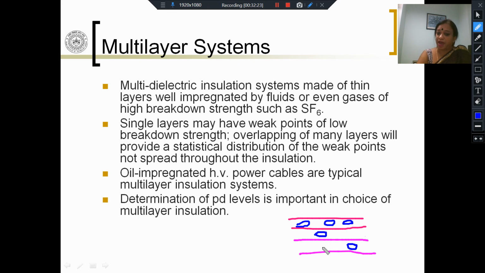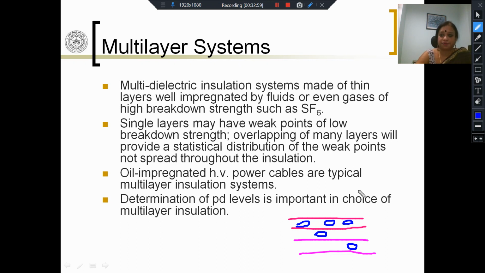So single layers may have weak points of low breakdown strength. Overlapping of many layers will provide a statistical distribution of the weak points, and these weak points will not be spread throughout the gap distance, which ensures that statistically your material behaves better. Oil impregnated high voltage power cables are typical examples of multi-layer insulation systems. In a multi-layer insulation, it is not the breakdown strength which is of consequence. What is of consequence is the partial discharge level, and we will talk about partial discharges in one of the subsequent lectures.